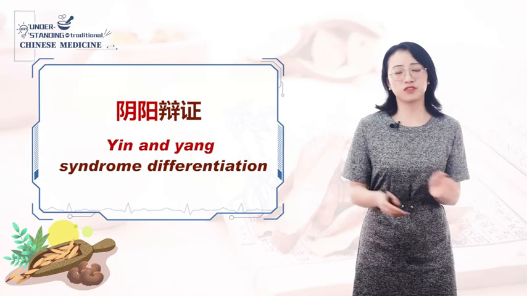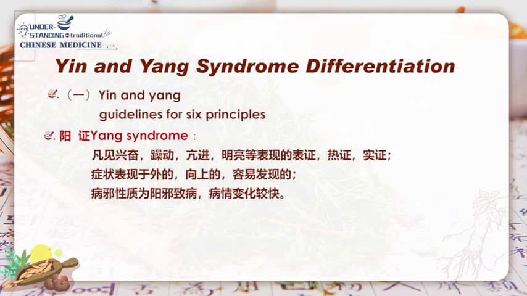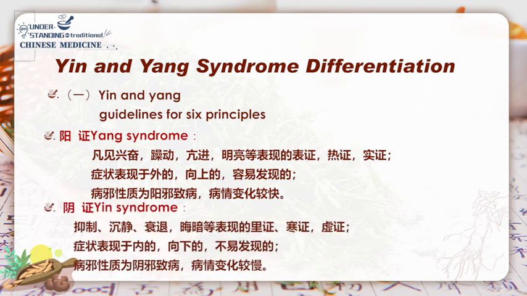Here we come to the last principle, Yin and Yang syndrome differentiation. The Yin and Yang are the general principles in the 8 principles, which can classify all syndromes into Yin and Yang, these two sides. Like the exterior, heat, excess, they belong to the Yang syndrome, while the interior, cold, deficiency, correspond to the Yin syndrome.